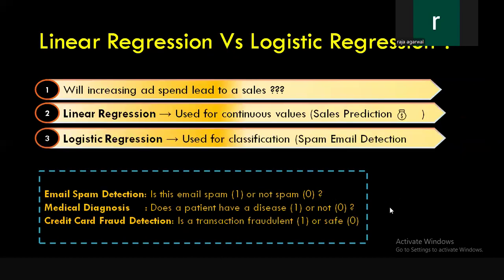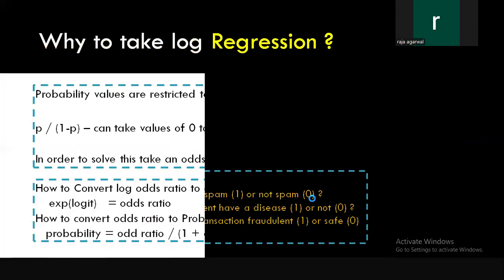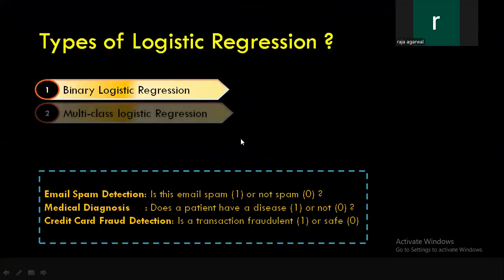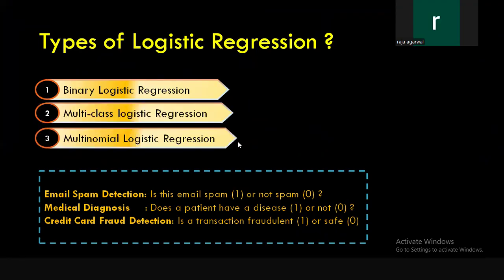Next, what are the different types of logistic regression available? The first one is binary logistic regression, the next one is multi-class logistic regression, and the third one is multinomial logistic regression. What is binary logistic regression? In binary logistic regression, we are predicting the target feature, or the class label, either yes or no. That is binary logistic regression.